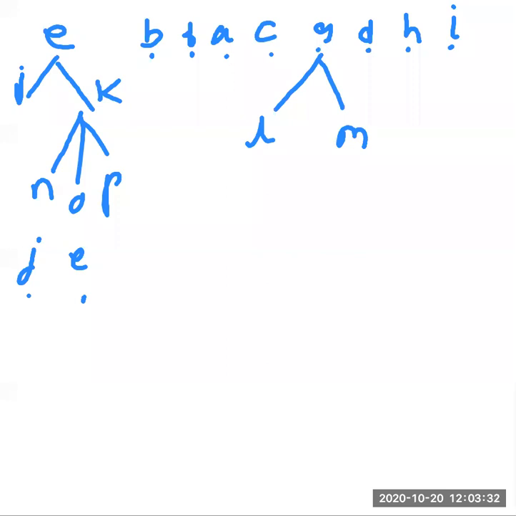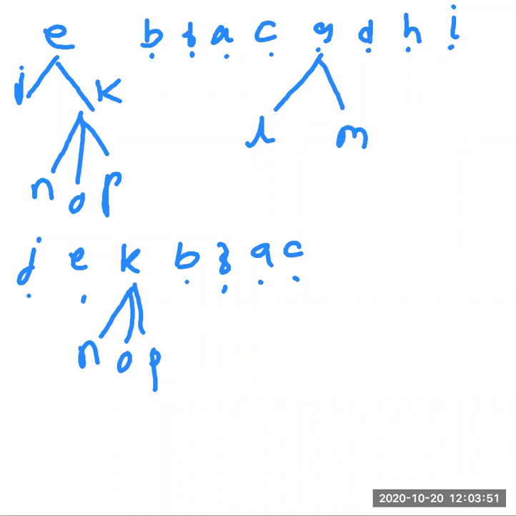It will be E. Then the next subtree, so it will be at K, and K will be N, O, and P. Then the remaining part of the tree, so B, F, A, C. Now with G, the left subtree is L. So L, then the root of the tree. It is in order, so root of the tree, so G, then the right subtrees. So M, D, H, and I.